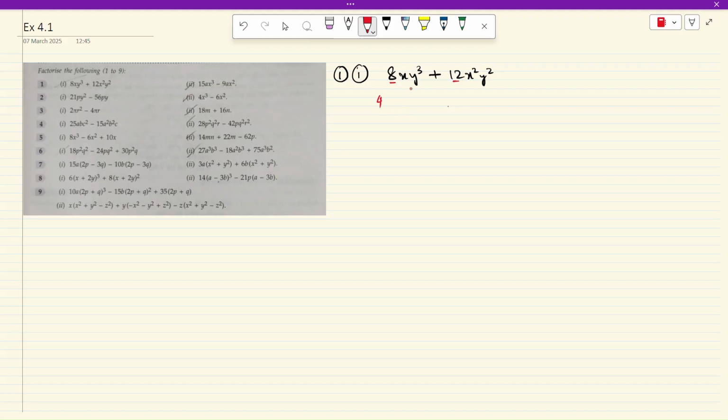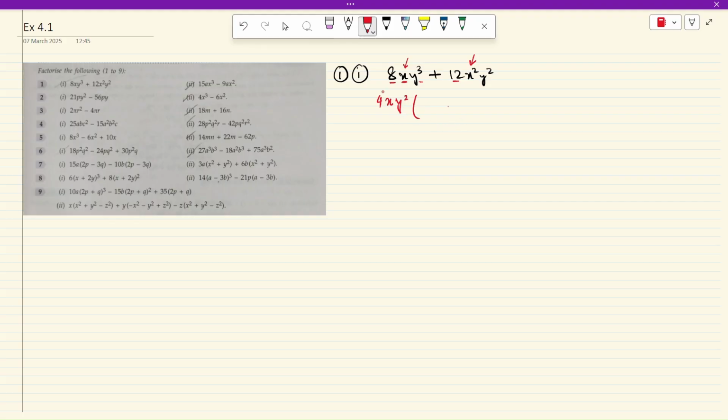Now in case of variable, if we see there is an x over here and also there is an x over here. Okay, so we will take the x which is having the lowest power. So we will take only x, and then in case of y we will also take the y which is having the lowest power. So this will be y square. Okay, now we will take the bracket.